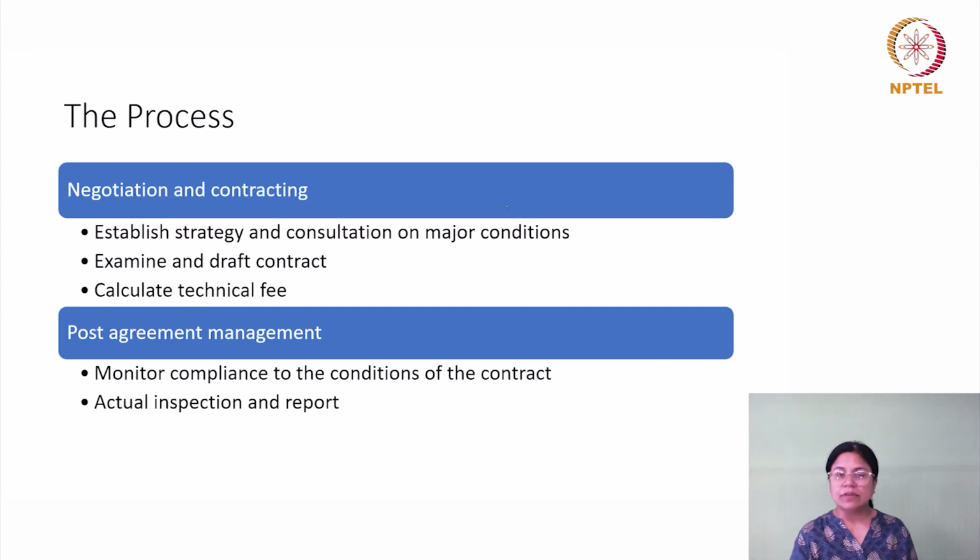Here again you have to establish a strategy. You have to figure out what is the bargaining power of the other party. You have to find out what are the positives with them, and maybe the things which can work against them. You might have to consult on the major conditions associated with the use of the technology, examine the draft contract, calculate the technical fee, and again figure out the blueprint, as well as ensure that all the points which may have an impact on the use of technology, and the payment that has to be made, have been taken care of.